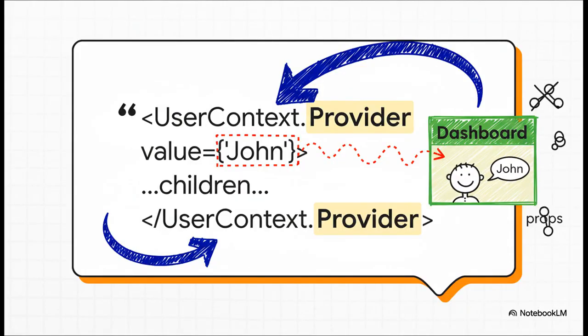And here's what that looks like. Our user context object comes with a special component called Provider. You just wrap this Provider around any part of your app that needs the data. In this case, it's the dashboard. The real magic happens right here with this value prop. Whatever data you pass into value, like the name John here, is now instantly available to the dashboard and any other component nested inside it.